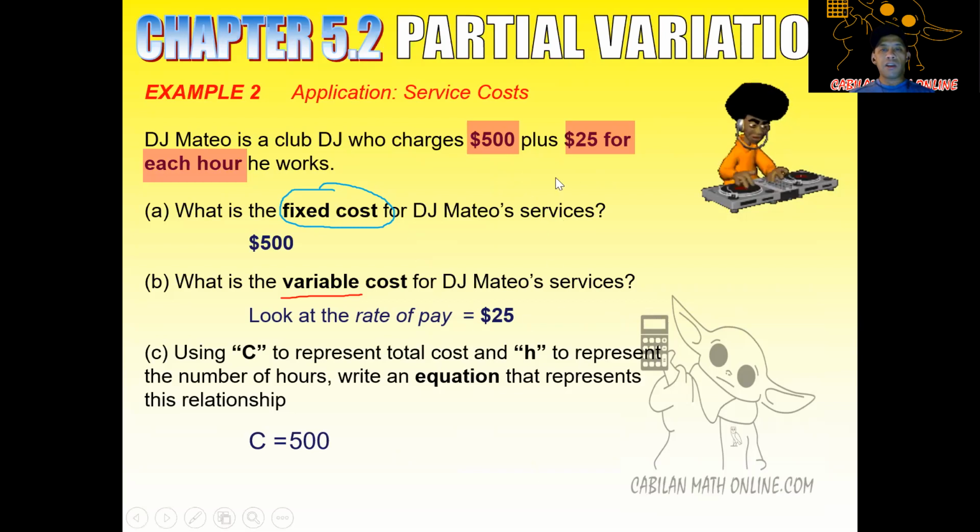Now you can see here we're looking at $25 per hour, and H represents the number of hours. Another way to think about that is 25 times H, which gives us 25H. Now, since we're adding it, we're just going to put this as 500 plus 25H. All right, so notice how we took a simple statement and changed it into a formula or equation.